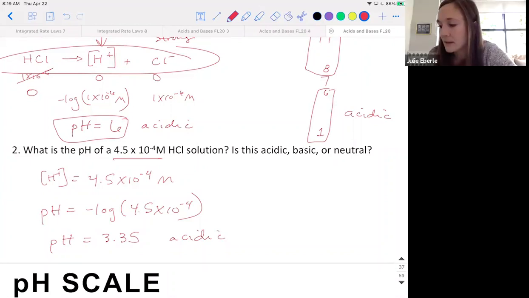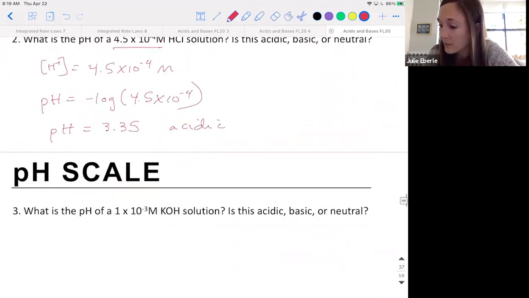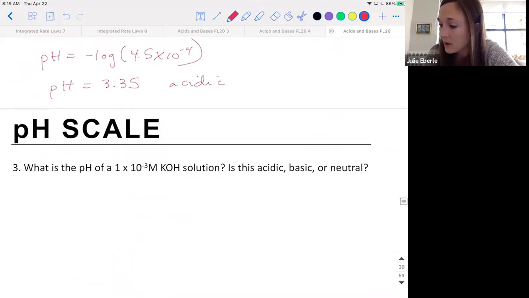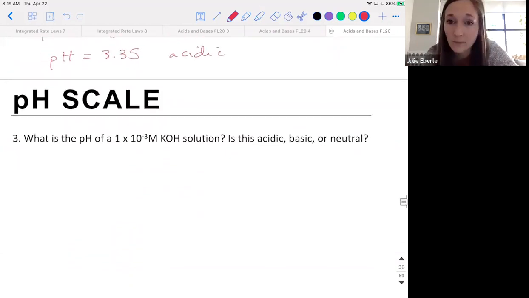Okay, so you guys feel okay if I give you any sort of strong acid solution and tell you the concentration. Now, if it's a weak acid, it's a whole different ballgame. We are just doing stuff with strong acids right now because we know the concentration of H plus equals the concentration of our strong acid. Different ballgame when you have weak acids, and we'll actually solve one of those in a little bit.